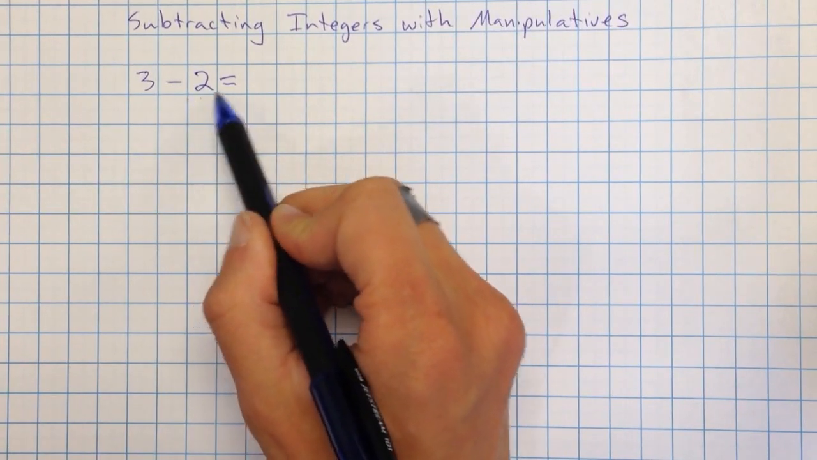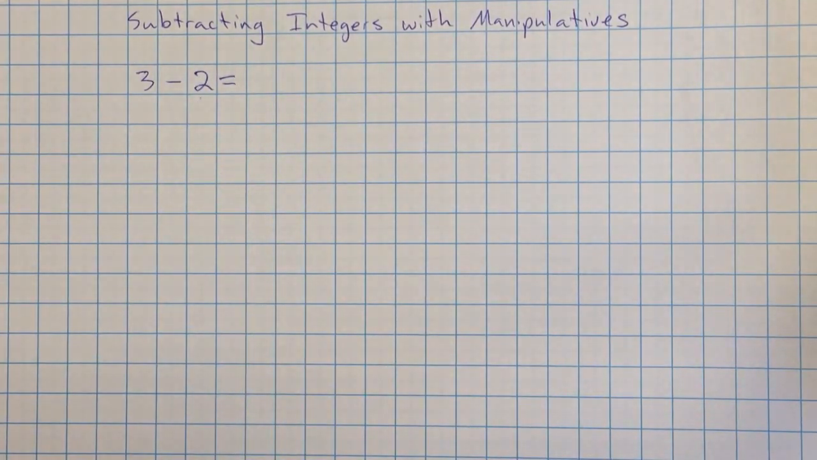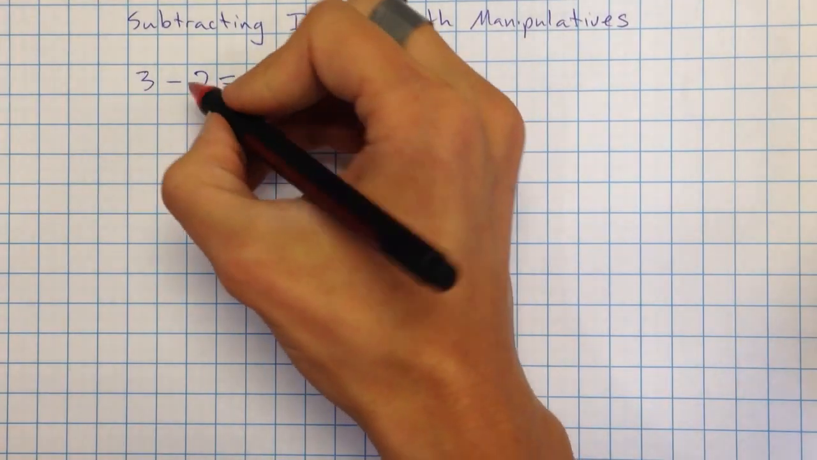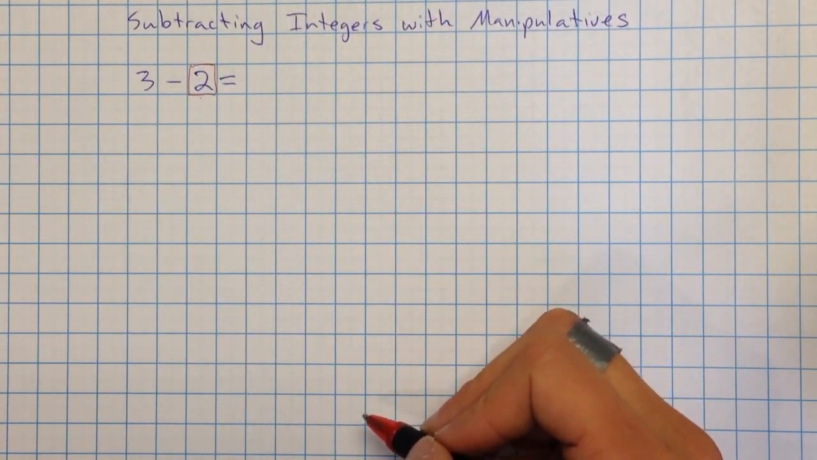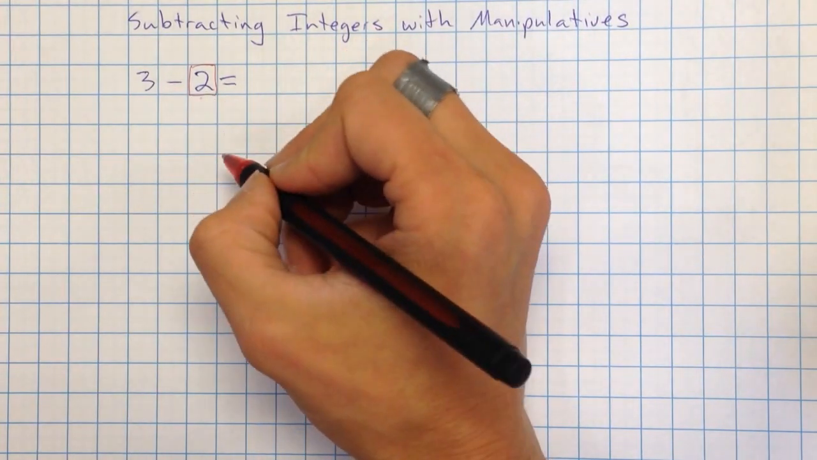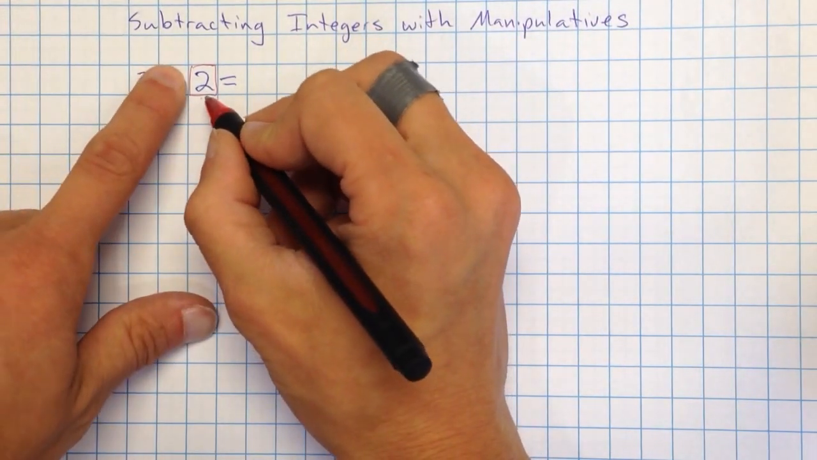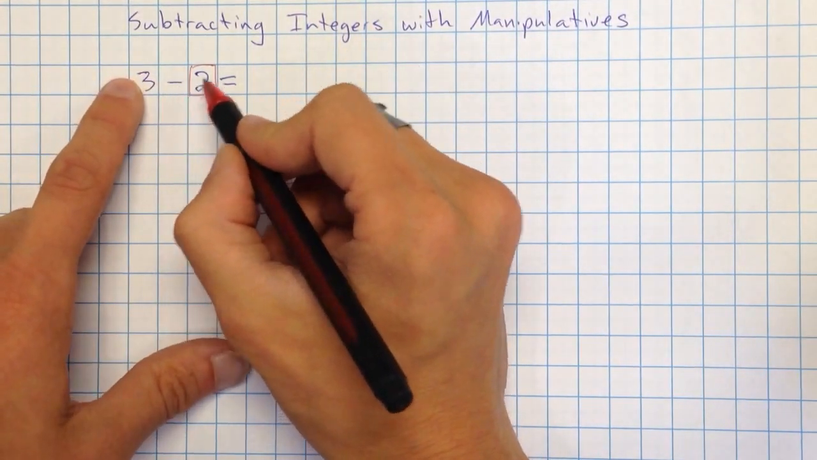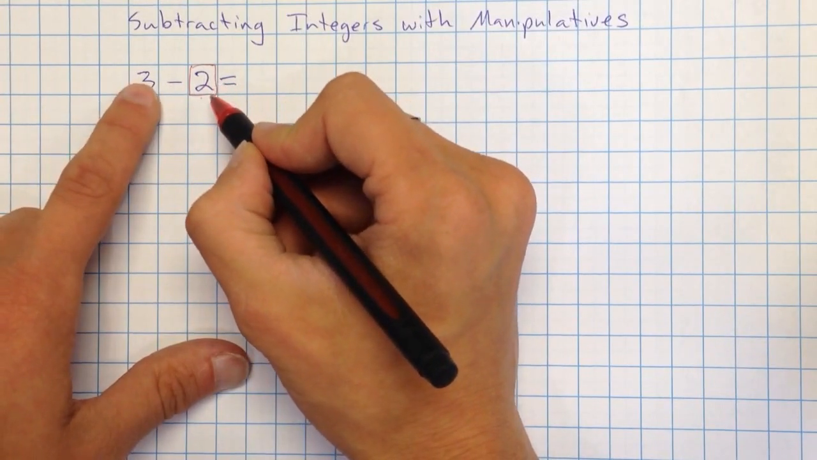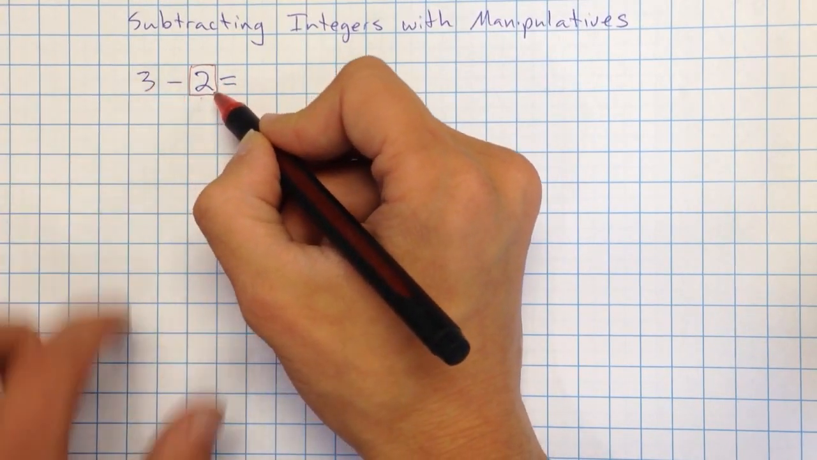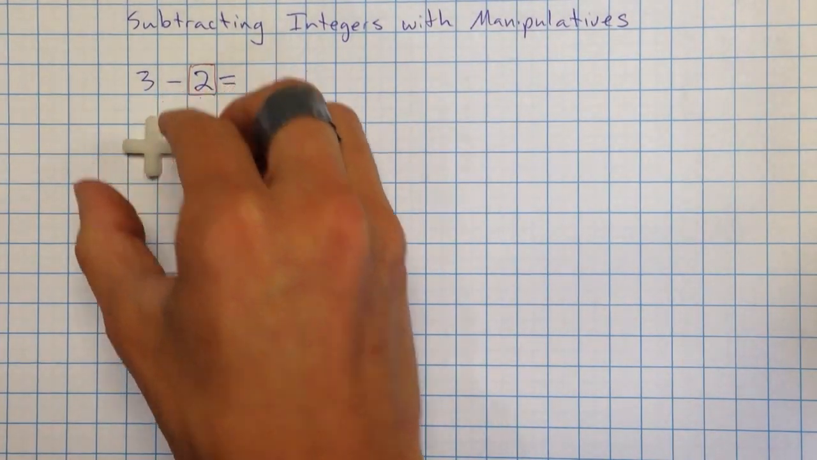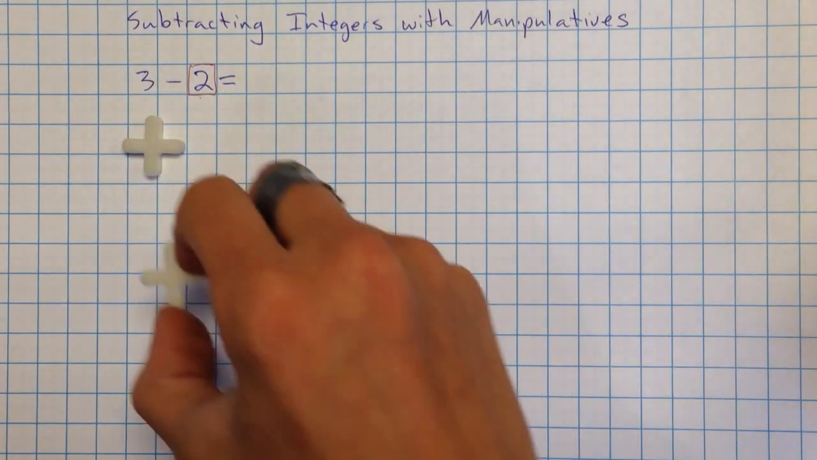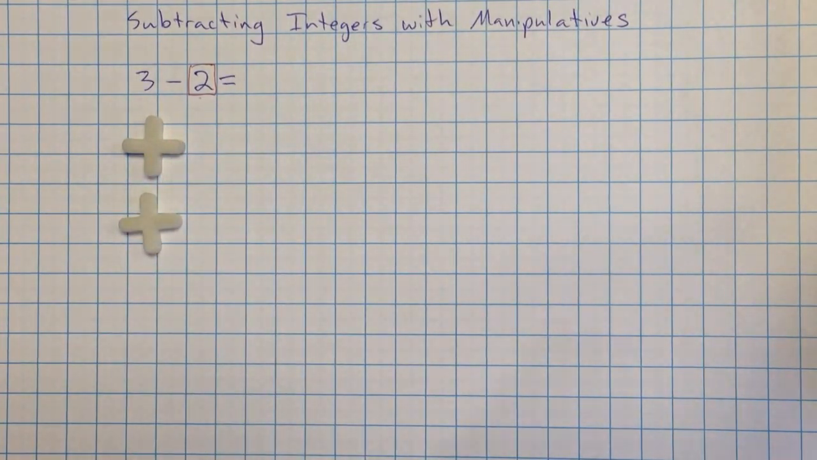Then I'm going to look at the second number. Now this is the difference from doing the addition one: you want to look at this number right here and ask, is that a positive or a negative number? In this case, it's a positive number. I'm subtracting a positive number. If it said minus negative 2, that would mean I'm subtracting a negative number, but I'm subtracting positives. That's important because when I start putting out my manipulatives, I want to take away positives. I want to take away plus signs.